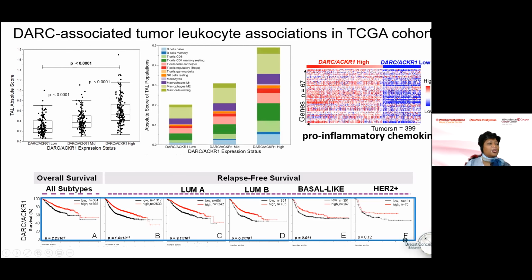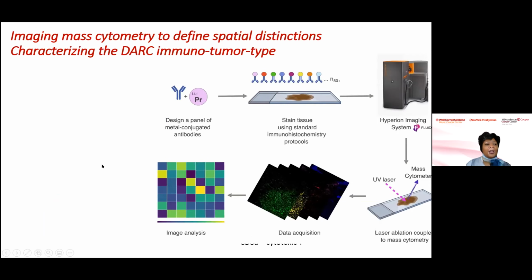And what we've shown is that when a tumor is expressing DARC, the higher the expression of DARC, the more we see tumor-associated leukocytes, or the more infiltration of specific immune cells that correlate with the expression of the gene. We also see that inflammatory chemokines are more highly expressed in tumors that have high expression of DARC, and that high expression of DARC is also correlated with better overall survival, where we see longer survival in patients who have high expression of DARC compared to patients who have low expression of DARC in every subtype, across both overall and relapse-free survival. So all of this information is very compelling. One of the things we are actively further characterizing is what the spatial distribution of these immune cells looks like.